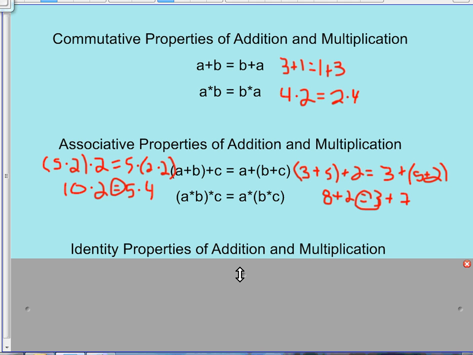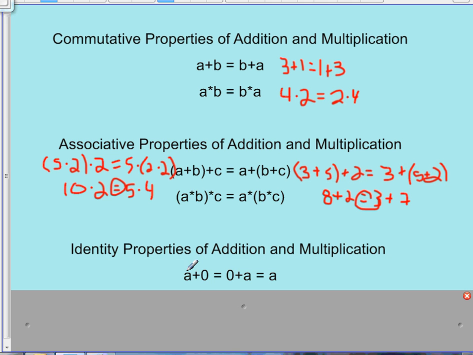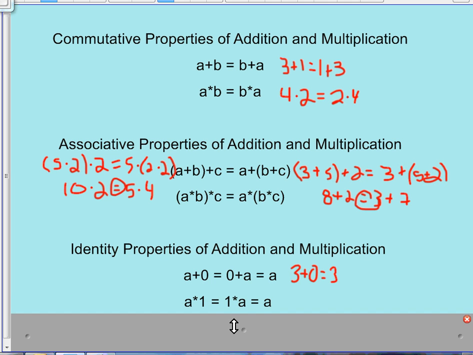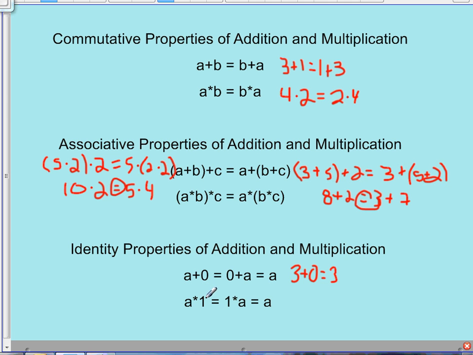Our third property is the identity properties of both addition and multiplication. The identity property of addition states that any number plus 0 equals the original number. So for example, 3 plus 0 is going to equal 3. The identity property of multiplication is a little different. It's any number times 1 equals A. So if we were to do 3 times 1, it would equal 3. The identity properties differ because you're adding 0 in the addition, and you're multiplying by 1 in the multiplication.